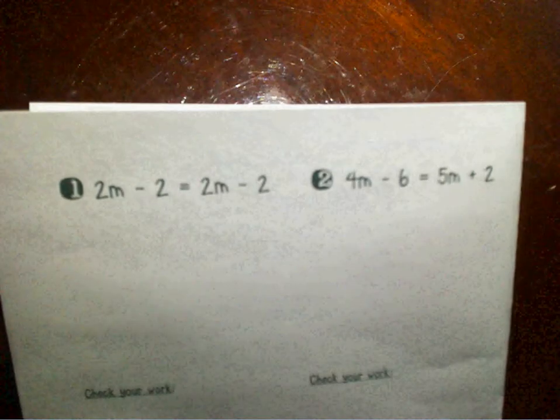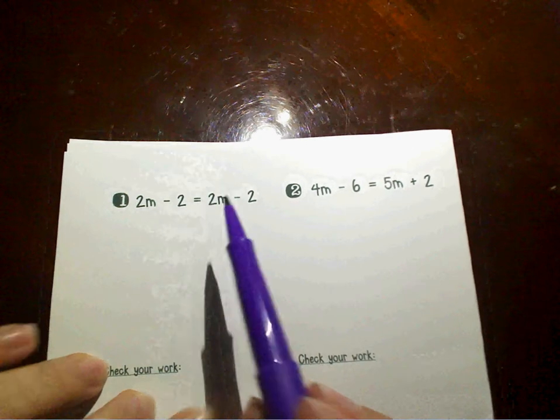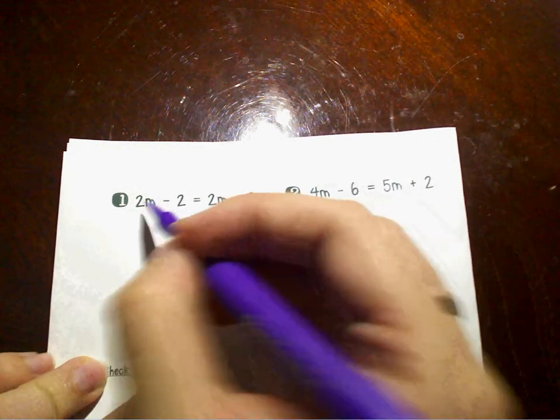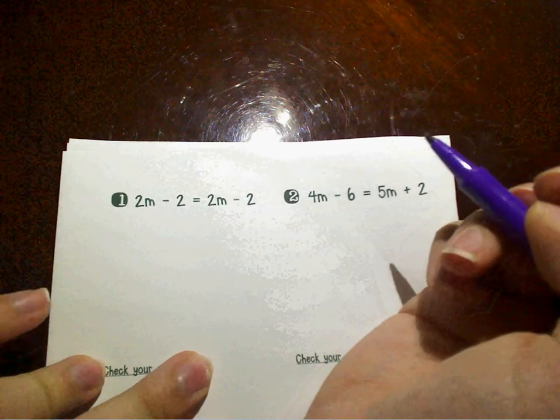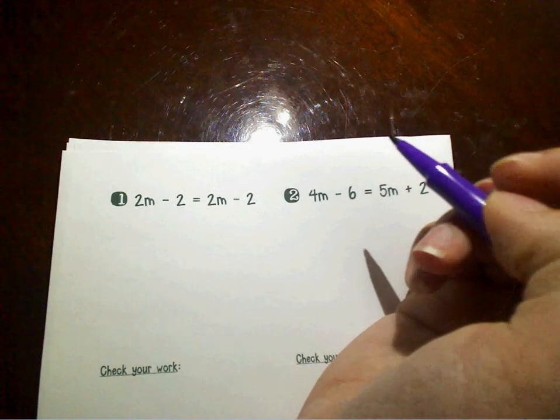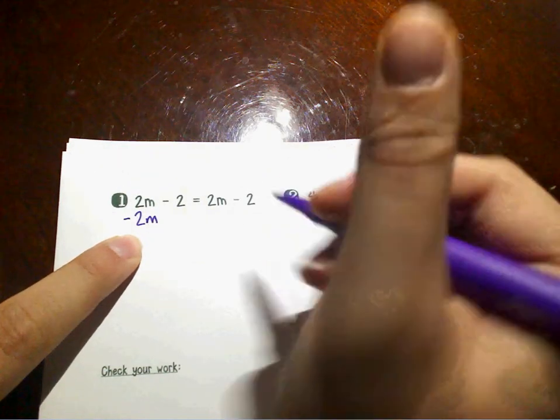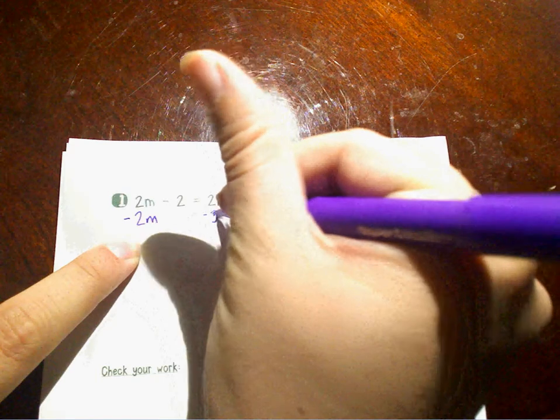So let's look at this first one here. Well, we have variables on 2 different sides. We have a 2m here and a 2m here. We want to move the variables all to one side. Usually you want to move the smaller one over to the other side to keep your numbers positive. But since they're both 2m, we can just choose any side. So I'm going to take this 2m and subtract it to the other side. So we have to subtract 2m on this side.